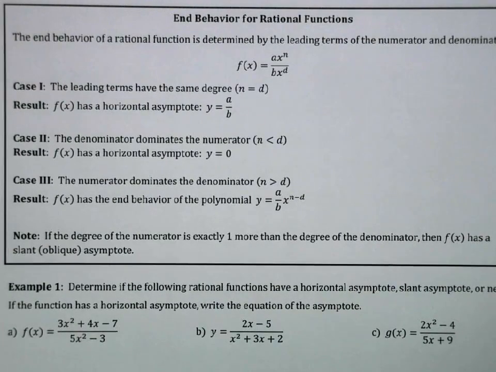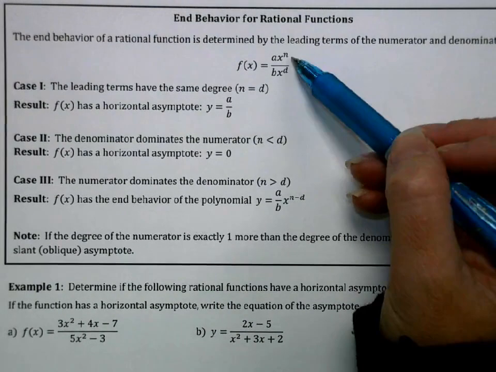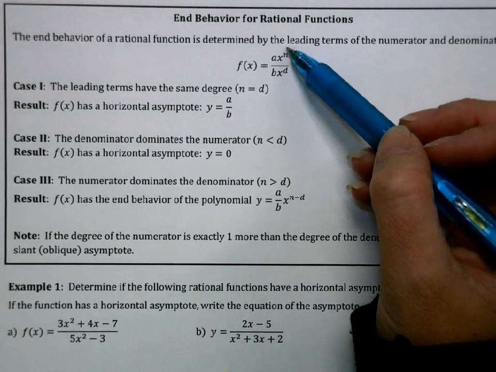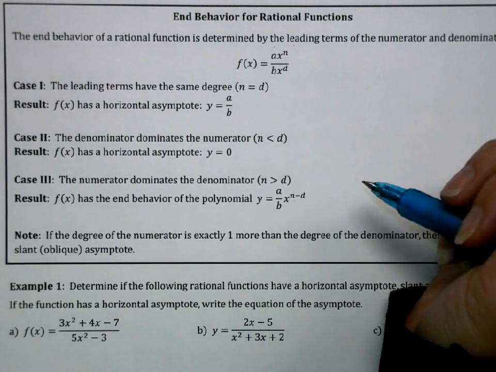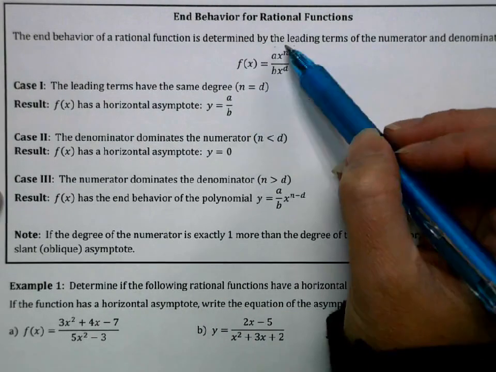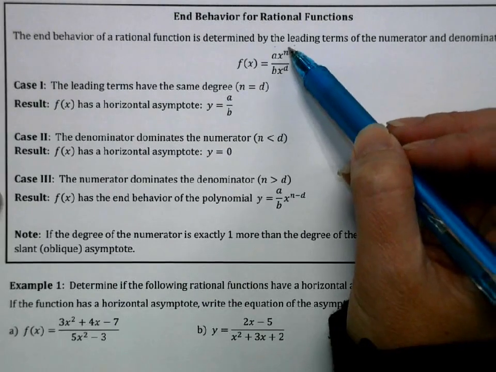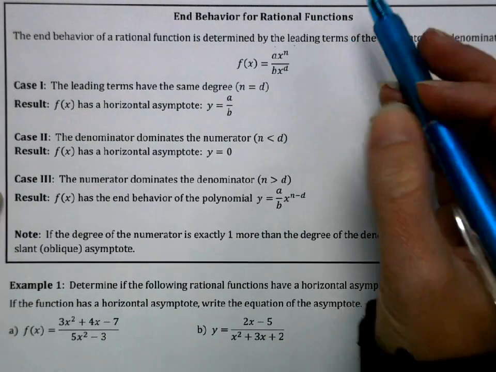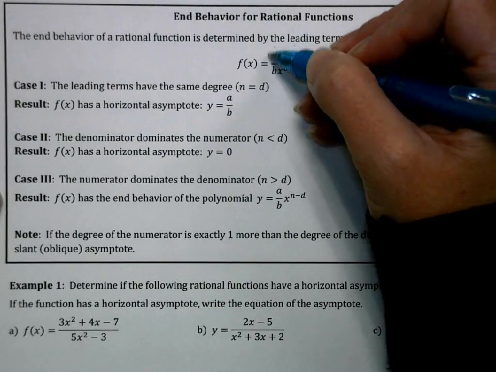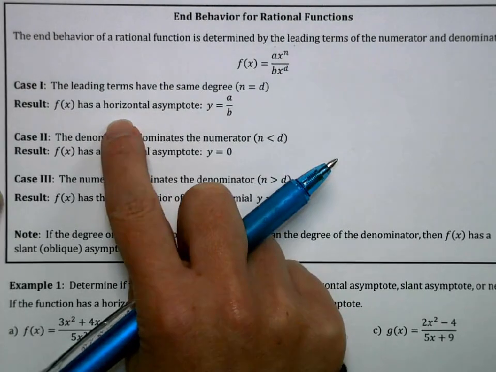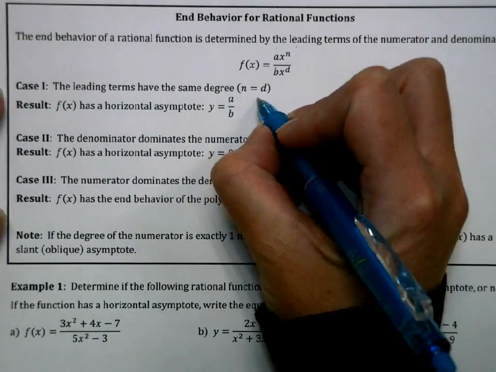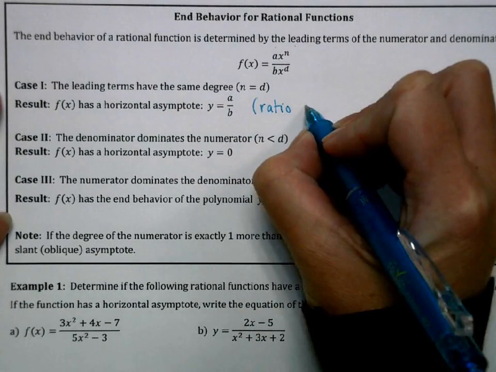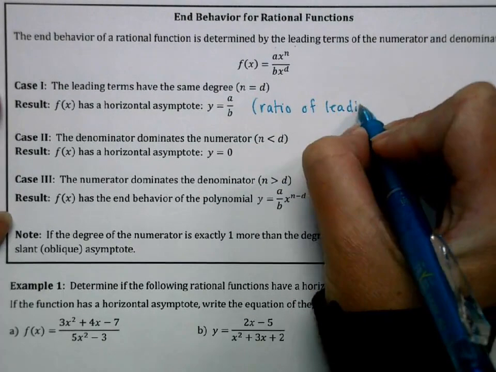Now, rational functions have end behavior, and what will determine that is the leading terms of the numerator and the denominator. So the thing with the biggest power in the top and the thing with the biggest power on the bottom. And there's three different cases. The first case is if the degrees are the same. So you have a 2 and a 2, a 4 and a 4, whatever. That's going to take over, the leading coefficients. So we say it's going to have a horizontal asymptote at y equals a over b. This is also the ratio of the leading coefficients.